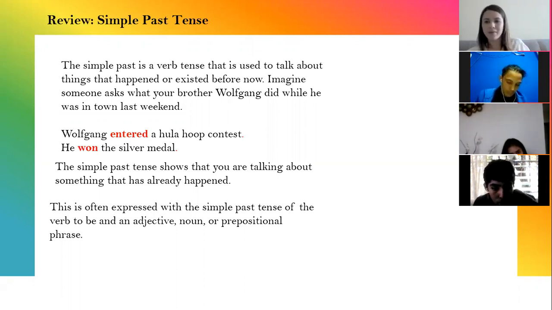Voy a decirlo en español. It doesn't matter for me. ¿Qué quiere decir esto en español? ¿Qué es el pasado simple?